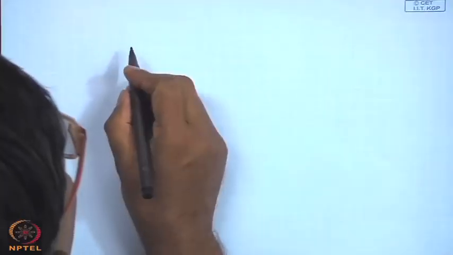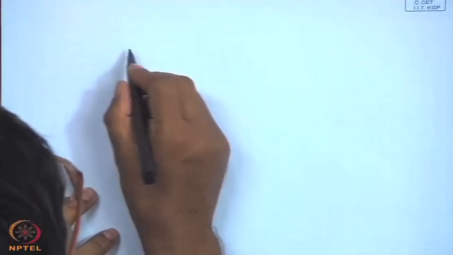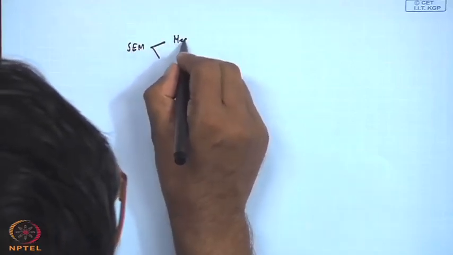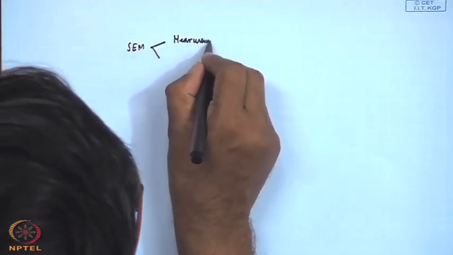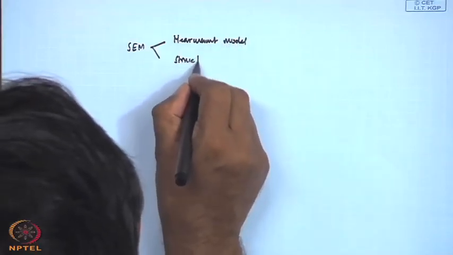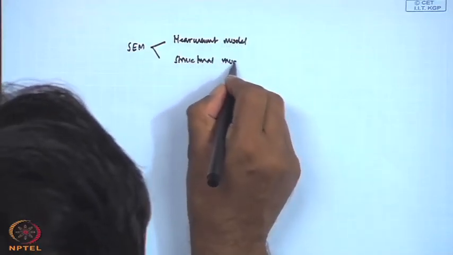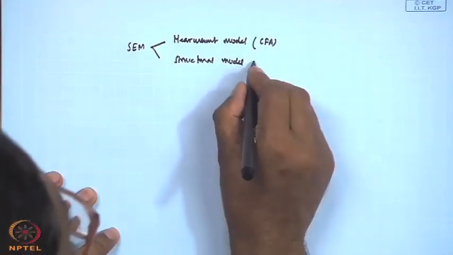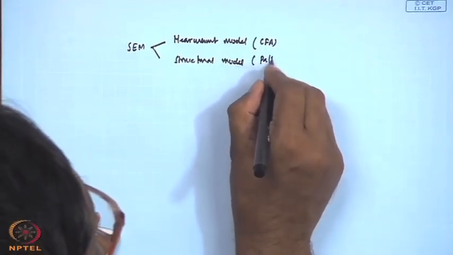So, finally, let me just summarize today's lecture. We said that structural equation modeling has two parts. One is the measurement model, another one is the structural model. The measurement model is nothing but confirmatory factor analysis, and the structural model is actually path analysis.